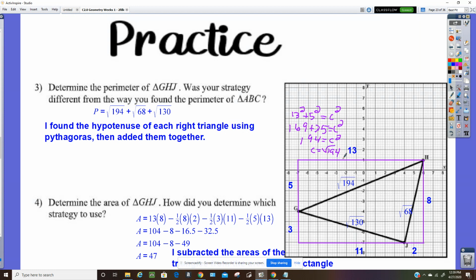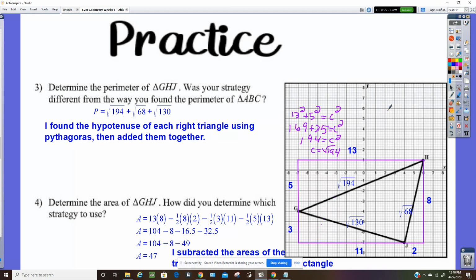So one nice thing about using the rectangle method here is you can find both the perimeter and area rather easily once you find the legs of the right triangle. You can find the area easily. The perimeter you can find by using Pythagoras.